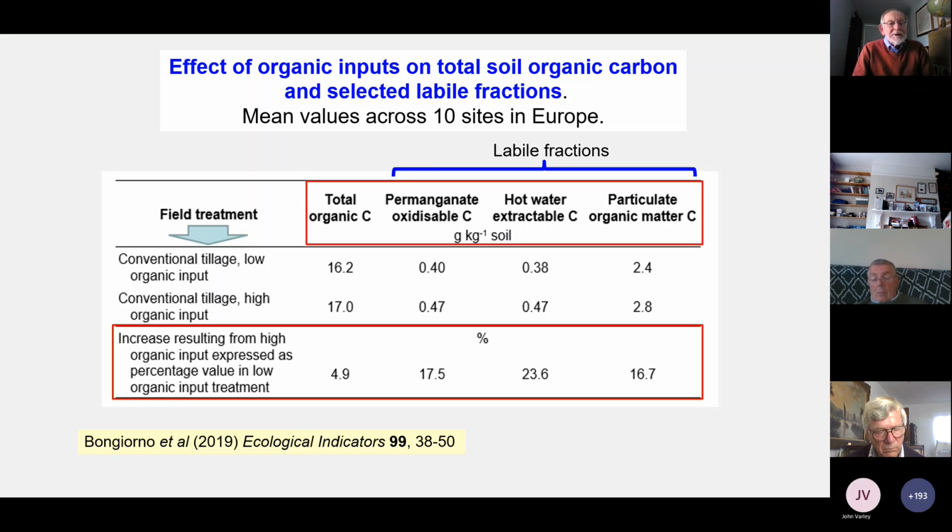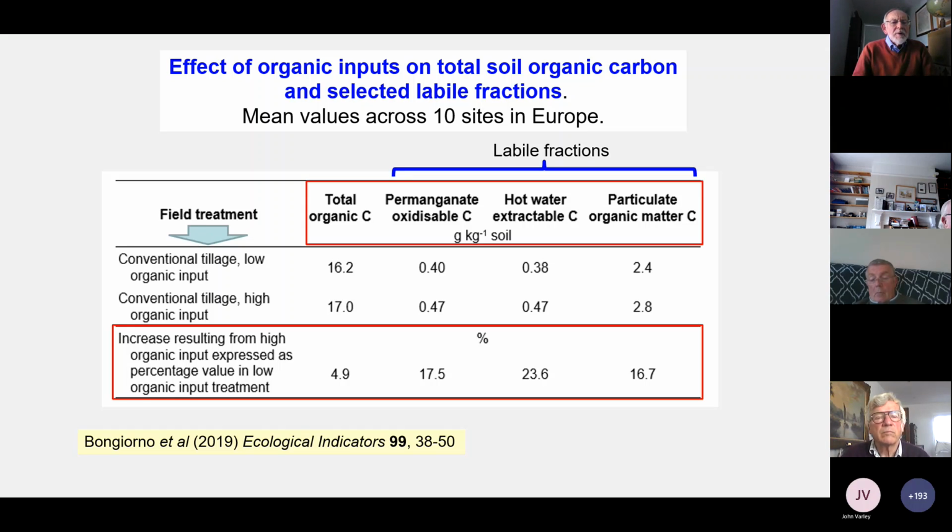And there was a paper published about 3 years ago, nothing to do with me, where people looked at 3 other what we call labile fractions, fractions that turn over quite quickly, a bit like the carbon in living cells. So one was a fraction that's easily oxidized by a chemical, potassium permanganate, hot water extractable carbon, and particulate organic matter, so-called. So here the people looked at these 3 fractions, and they compared how that changed with the change in total carbon, and they had 10, I think, quite long-term experimental sites across Europe. And they then compared 2 treatments. There were other treatments as well, but I've just extracted a couple here.